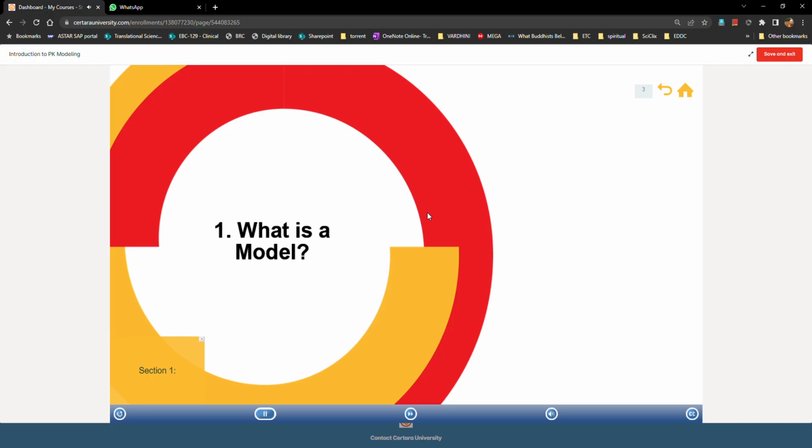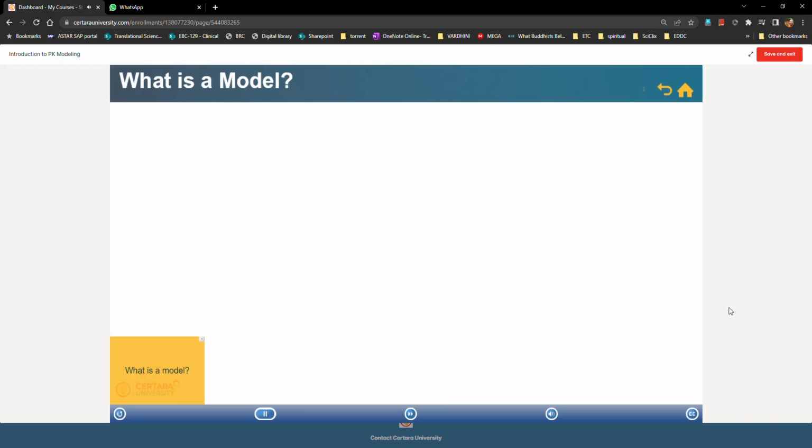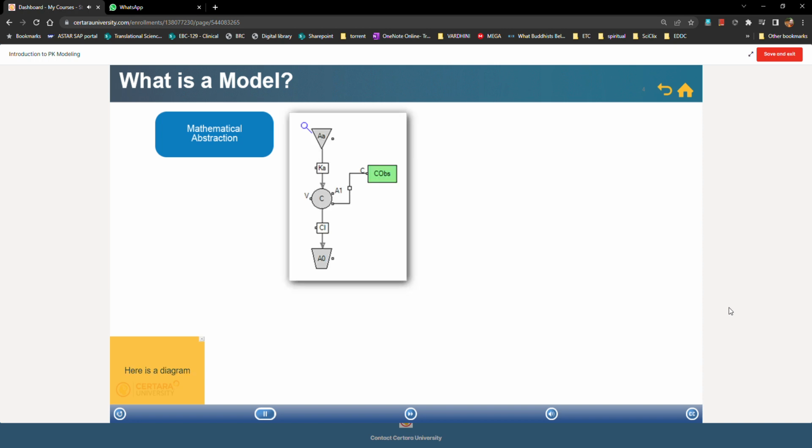Section 1. What is a model? First, it is a mathematical abstraction. We tend to use the simplest model we can to account for the data. Here is a diagram of a typical PK model.